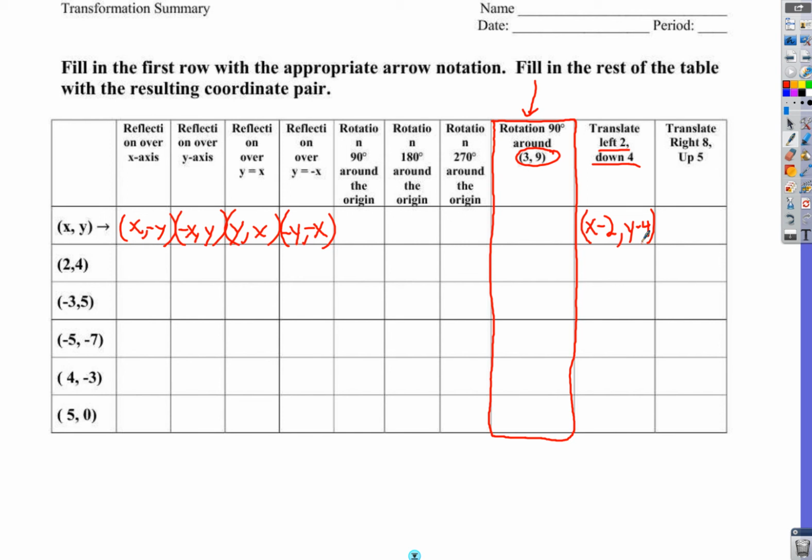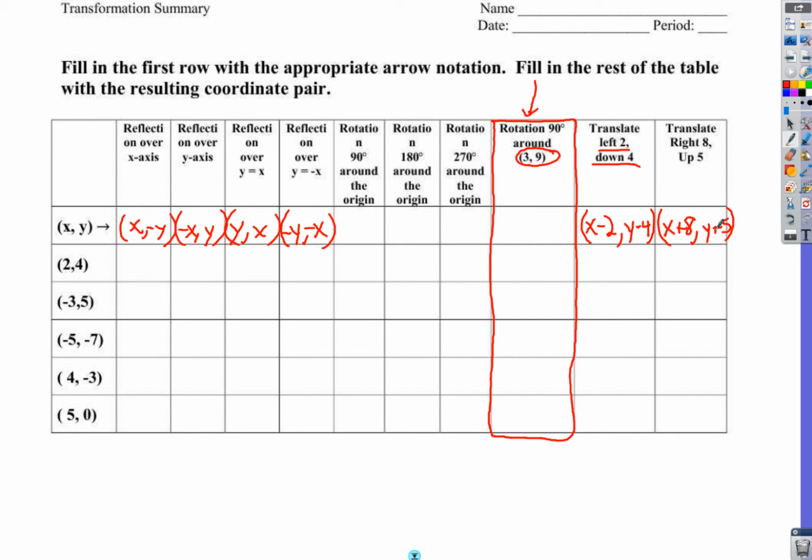Okay, Joel, you're going to force a fumble now. You're going to sack the quarterback. So I want to go right 8 and up 5. So that would be x what? Plus 8. Okay, and then? Plus 5. Good, y plus 5. So now that Joel forced the fumble, Dominic is going to pick it up and take it to the house.